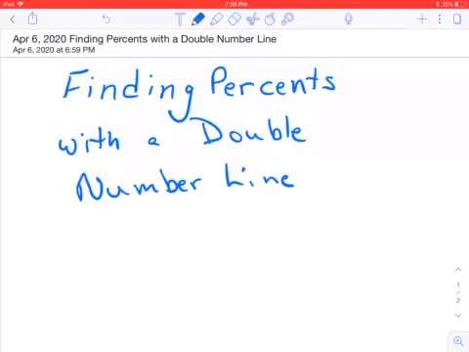Hi, Math Enrichment 7. Today we are going to work on finding percents with a double number line. If you were with me in the first semester, then you may remember this. If you were new to me in second semester, then this should be all new to you.